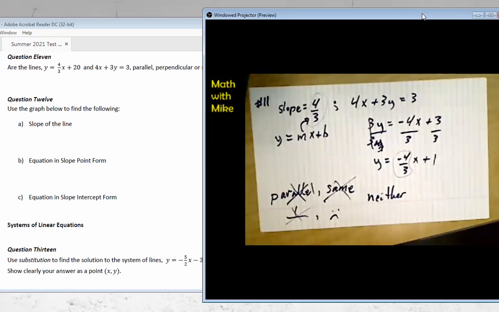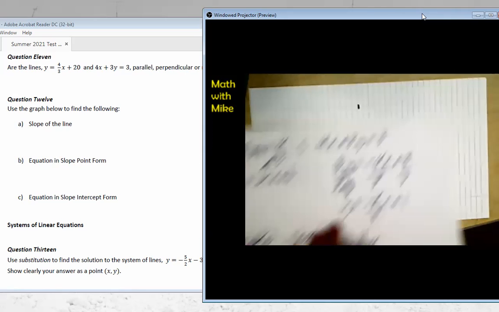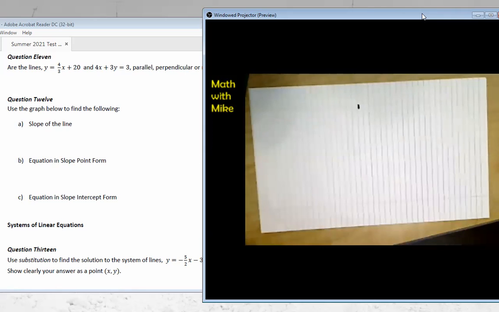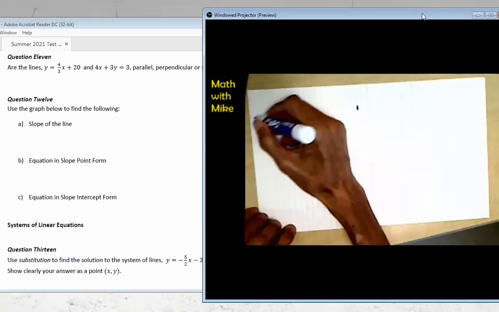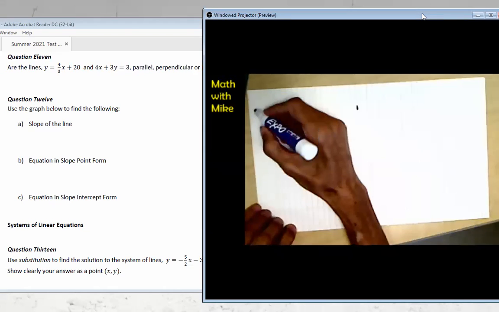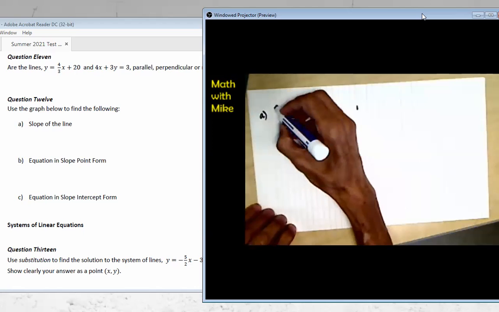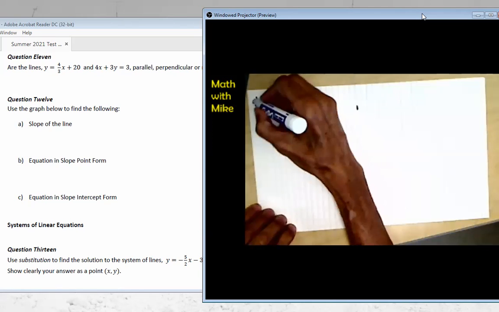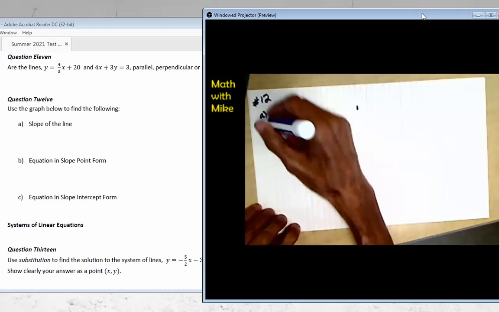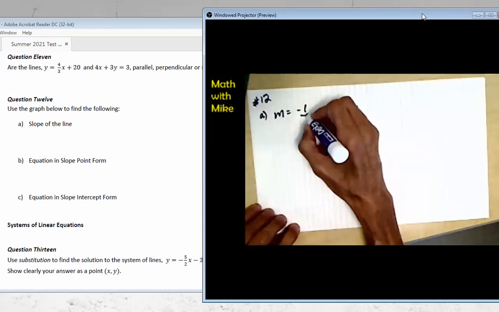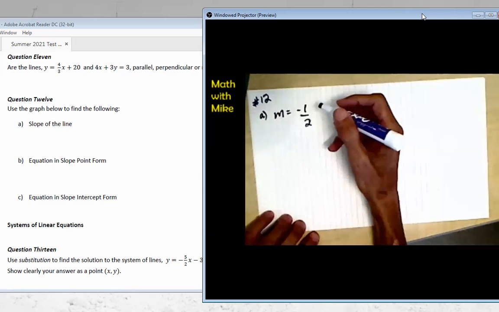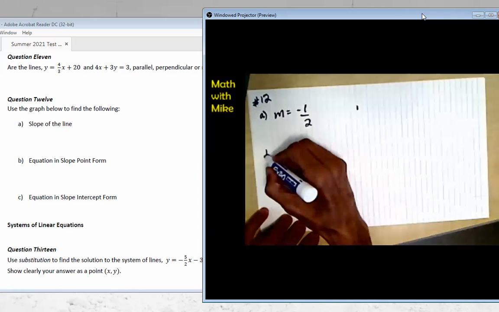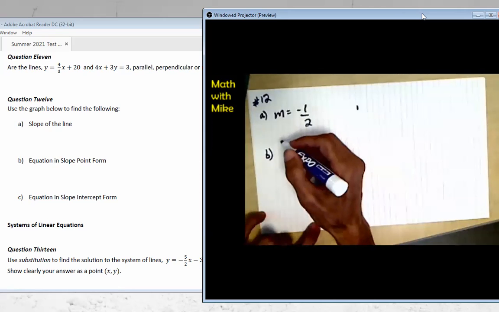For lucky 12 there, the graph is just off behind my screen, behind the camera. So what I'll leave you to do is to check. You find a couple of points, nice, easy ones to read, and you'll see that the slope is equal to minus 1/2. To get the slope point form, again, choose two nice, easy points to read.